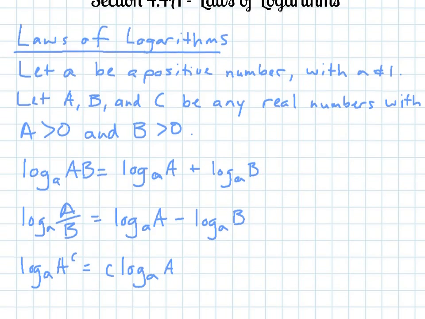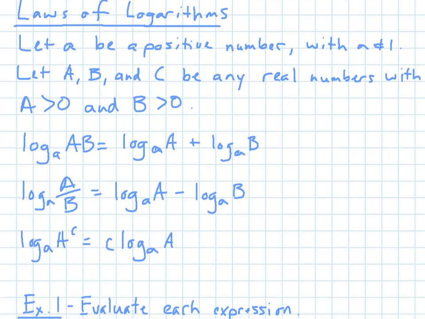So here I have three laws. Log of A times B, base A, is going to be equal to log of A base A plus log of B base A. So what's happening here is that because of multiplication, you can switch it to addition.